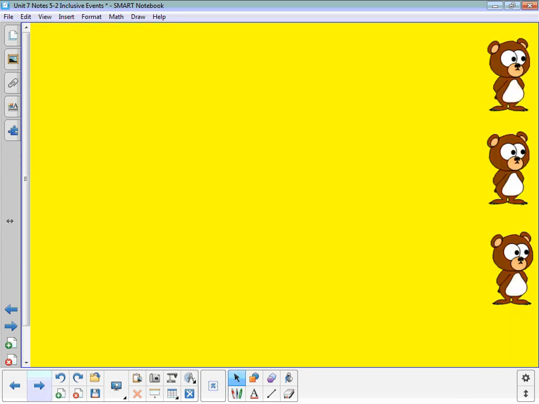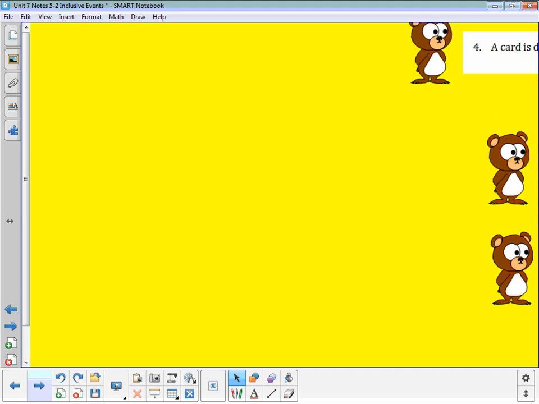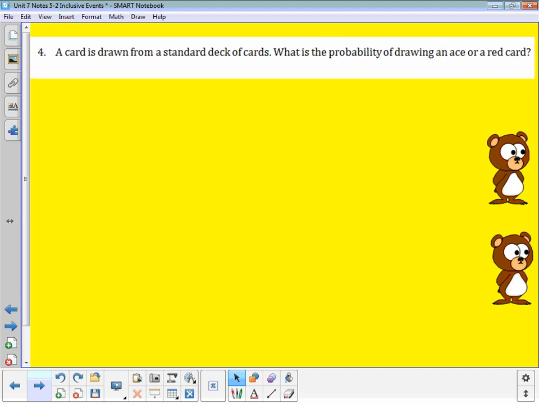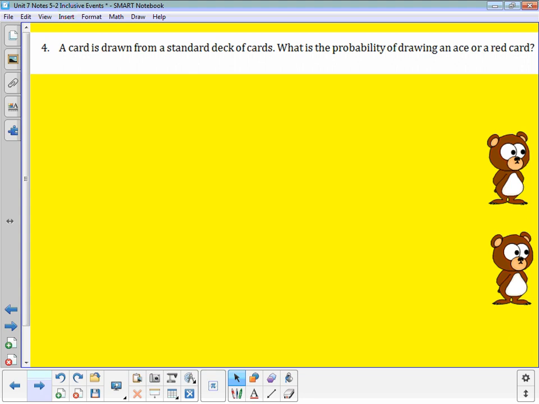Next page. So let's take a look at this one. A card is drawn from a deck of cards. What is the probability of drawing an ace or a red card? Well, first of all, when we're talking about cards, we know there's 52 total cards.